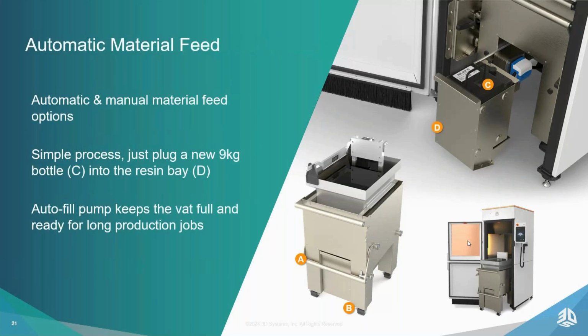In addition, between the legs of that vat, and you can see it here with the letters C and D, you have what we call our MDM, material delivery module, and this consists of a newly designed 9-kilo bottle. You can see it's a square bottle with a lot of resin in it, 9 kilos, and that sits directly into that resin bay, which is labeled D. And then you just close that drawer nicely, and then you have your auto pump that keeps the vat full and ready for long production jobs. You also have the option of hand pouring as well. Everything is via the UI screen, so you can choose whether to use the MDM or you can go for hand fill if you prefer that.